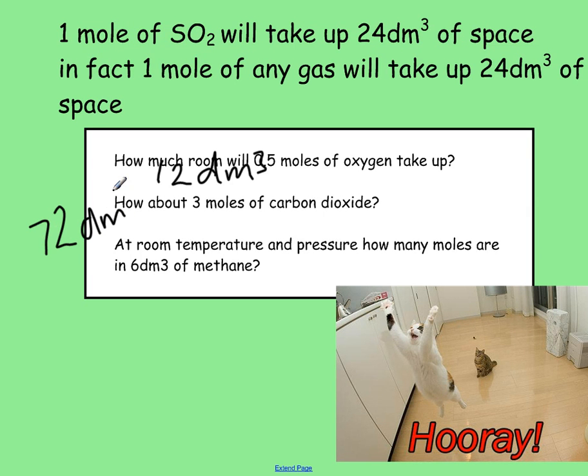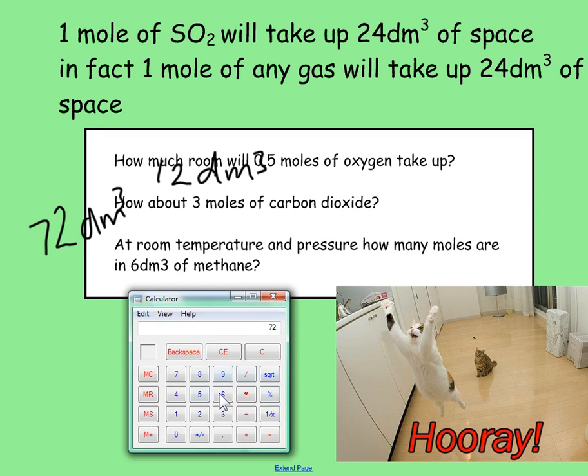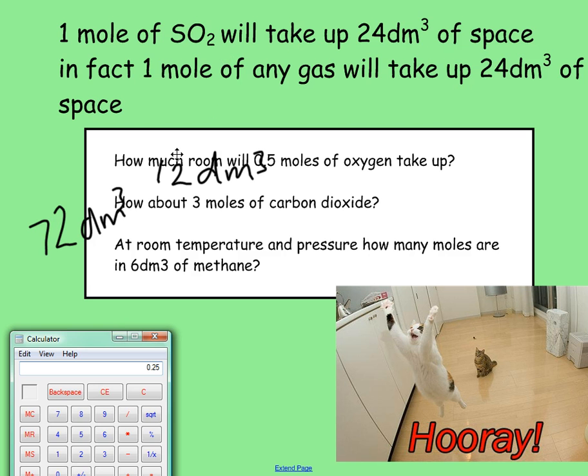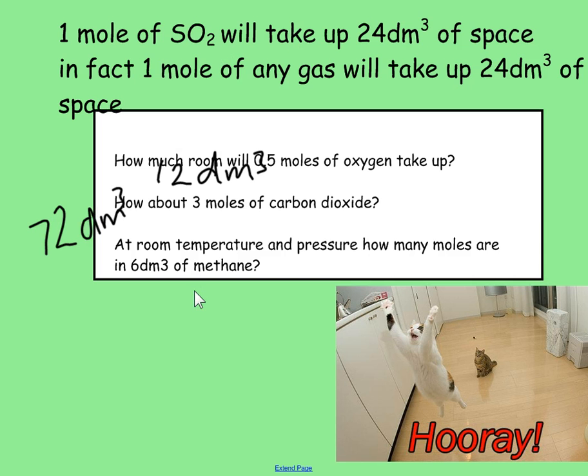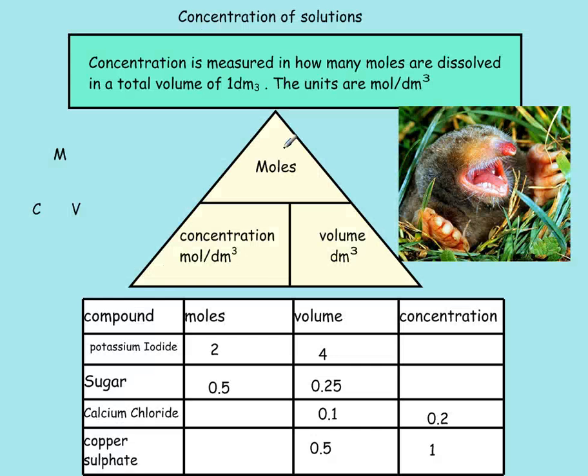72 decimetres cubed. And then we've got this at room temperature and pressure. How many moles are in 6 decimetres cubed of methane? So what we do there is go 6 divided by 24 equals 0.25 moles. So the answer would be 0.25 moles. So what we did there was say 6 divided by 24.